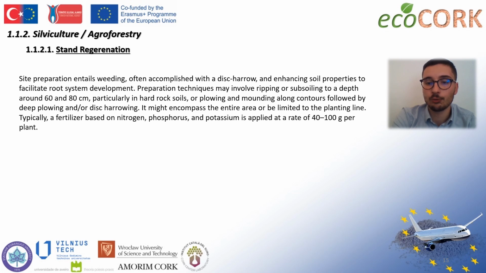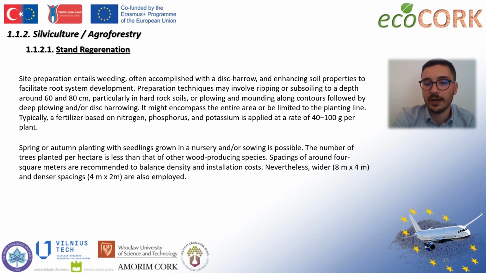Preparation methods may include ripping or subsoiling to a depth of between 60 to 80 centimeters, plowing and mounding along contours, and then deep plowing and or disc harrowing. It could cover the whole area or just stay at the planting line. Most of the time, 40 to 100 grams of a fertilizer made of nitrogen, phosphorus, and potassium are put on each plant.